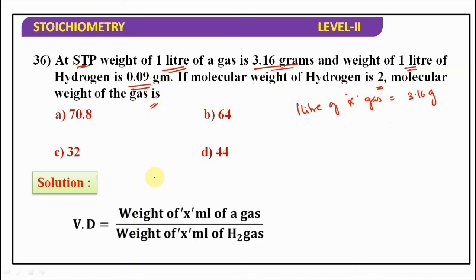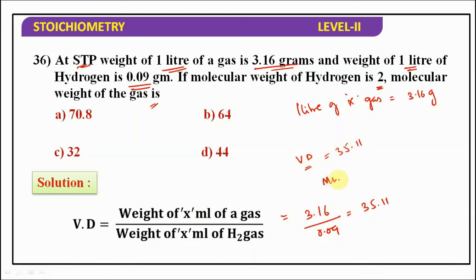So if you know the vapor density, you can calculate the molecular weight. Vapor density formula: weight of x ml of a gas, whichever gas it may be, divided by weight of x ml of hydrogen gas. Weight of x ml of the gas is 3.16 divided by 0.09, which gives you 35.11. That is the vapor density. Yes or no? So vapor density is equal to 35.11.